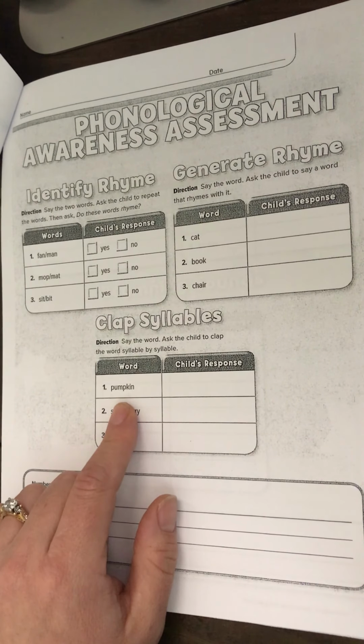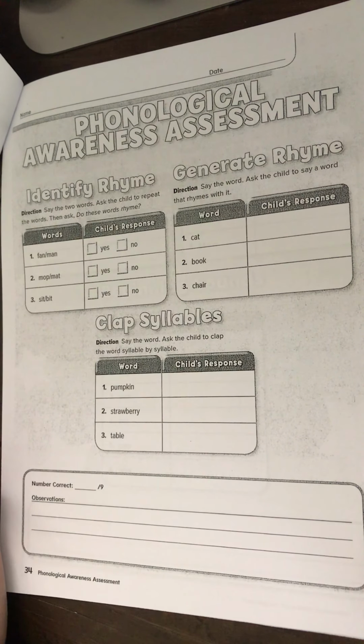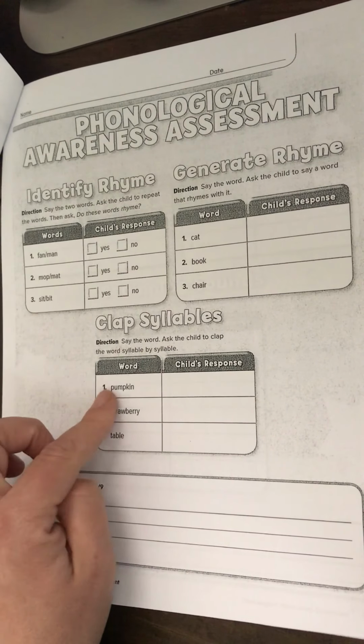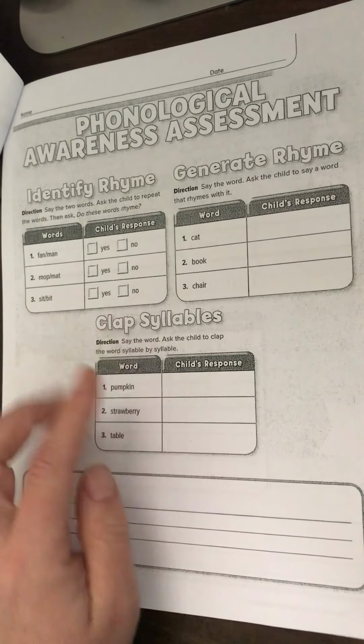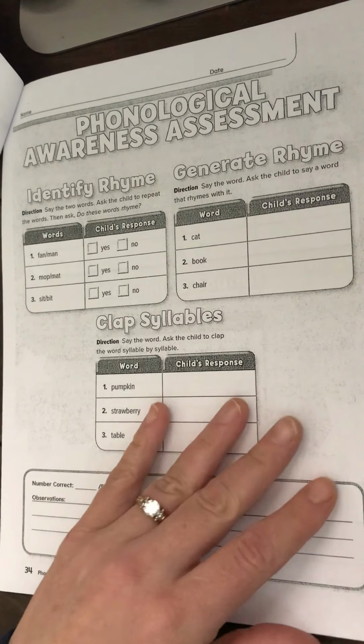Clapping syllables, you say pumpkin. You can always give an example first, like butterfly, and you can clap butterfly. Oh, that's 3 claps. So then when you say pumpkin, how many claps is that? Pumpkin. And if they do it, you write 1 clap, 2 claps, 3 claps, whatever it is they clapped.